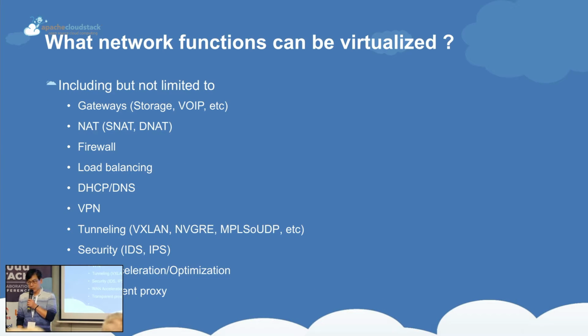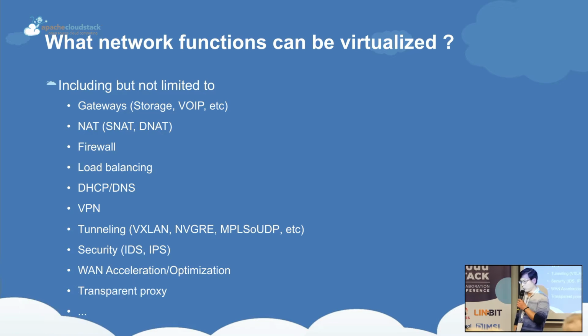What network functions can be virtualized? They are the gateways, storage gateway, voice over IP gateway, and NAT, source NAT, destination NAT or one-to-one NAT, firewalls, load balancer, DHCP, DNS, VPN, tunnel, and some security functions, and the internet optimization and acceleration, transparent proxy.